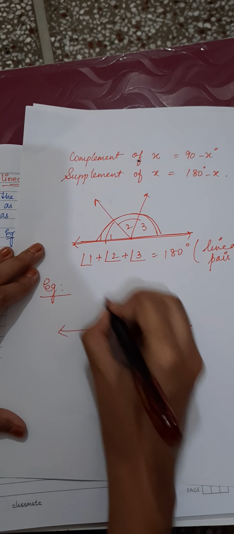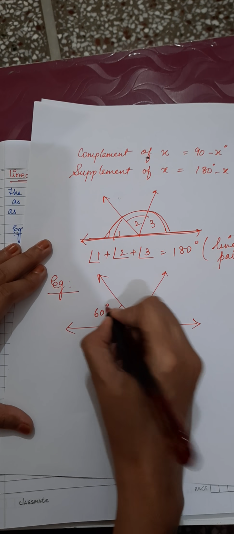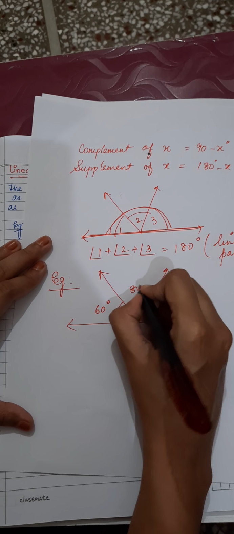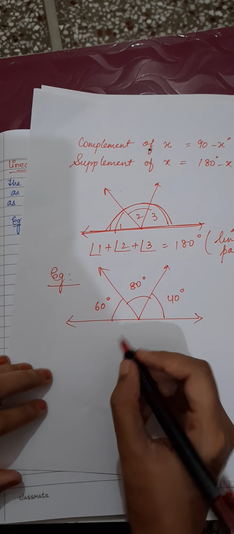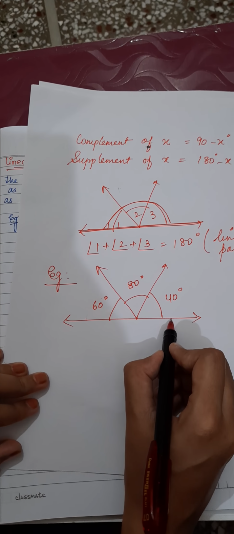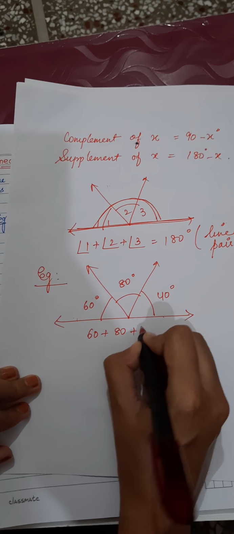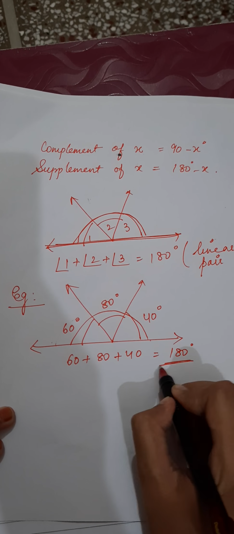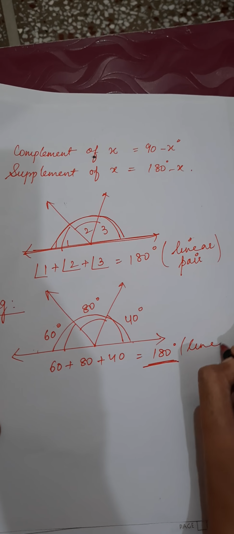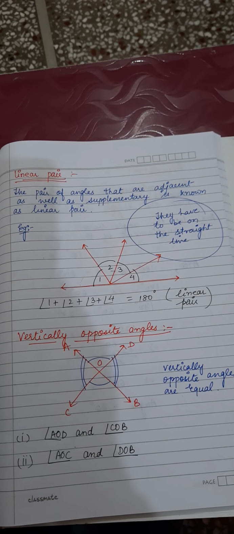This is a ray. This is 60 degree, this is 80 degree, and this is 40 degree. Now you are going to do the sum of all these. When you do the sum, 60 plus 80 plus 40, it is going to give me 180. So you can add them and you will see that the answer should come 180, and the reason will be linear pair. They have to be on the straight line. Okay, so this was your linear pair.